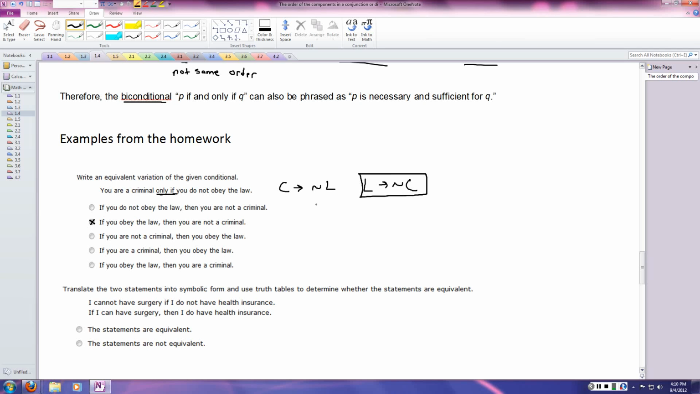So hopefully that makes sense, where you can see if you're looking for an equivalent variation, you write it symbolically, and then you take the contrapositive of that. So remember, a contrapositive of any statement is going to be equivalent to the original statement.